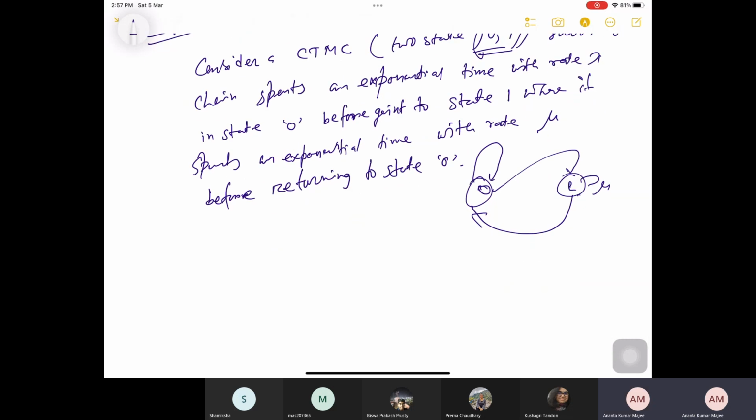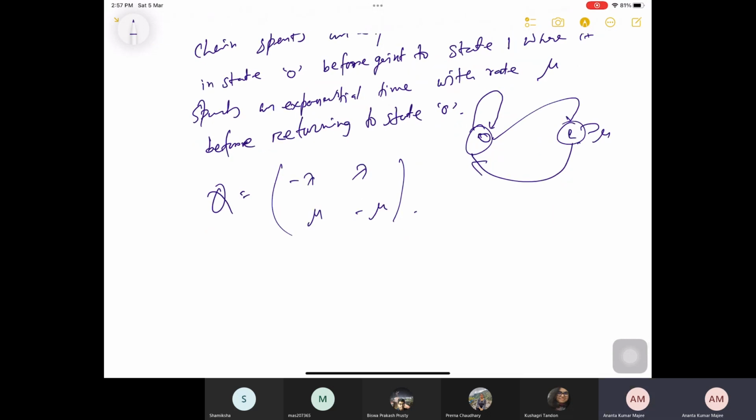Okay. So that is your Q matrix in this case. This is minus lambda, lambda, mu and minus mu. Okay. Q is minus lambda, lambda, mu and minus mu. So I want to find the probability transition matrix.